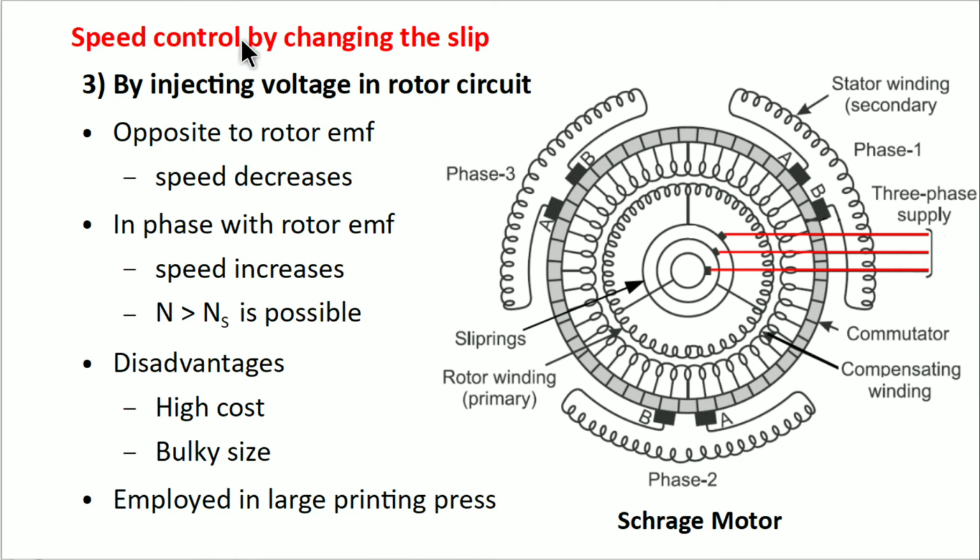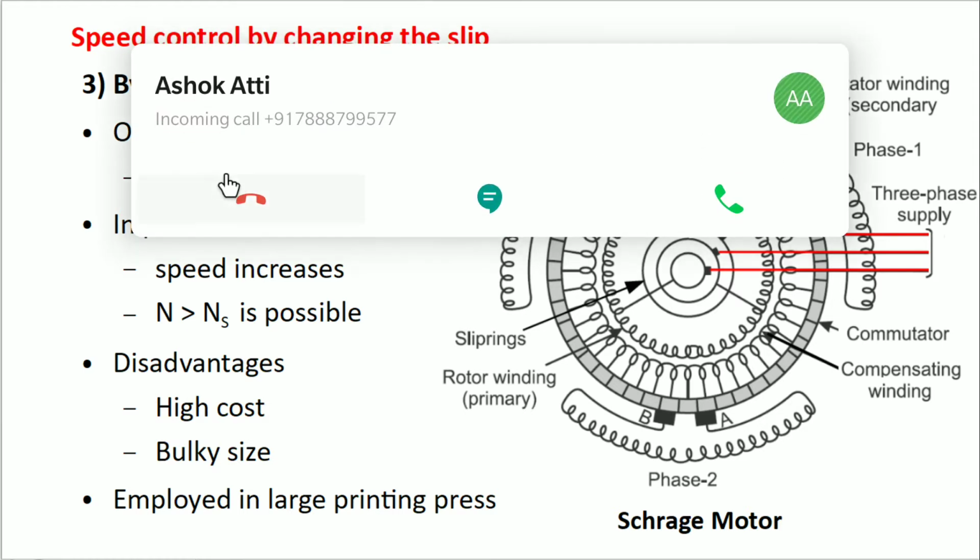Next is the speed control by changing slip. Third method is by injecting voltage in the rotor circuit. We are injecting some voltage in the rotor circuit. So that can be injected in two ways. It is either opposite to the rotor EMF, that means the rotor resistance increases and speed decreases, because in the opposite direction the current will be reduced and net opposition to the rotor current will increase.